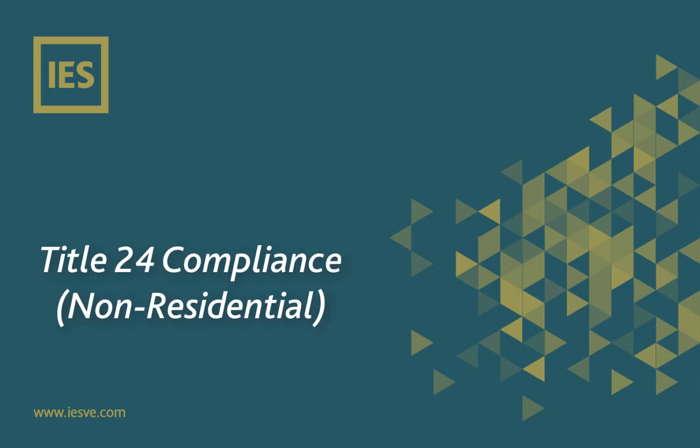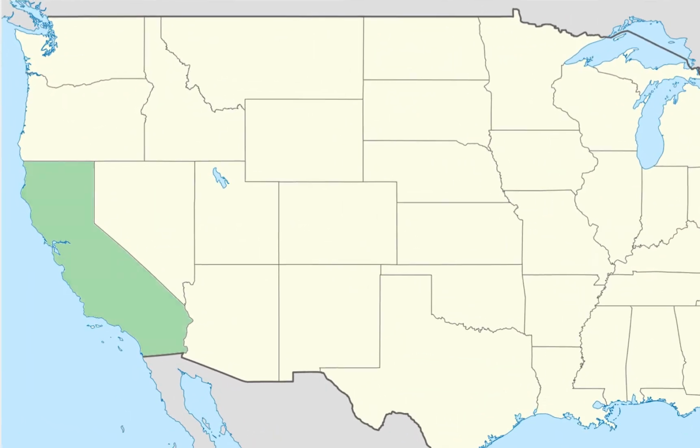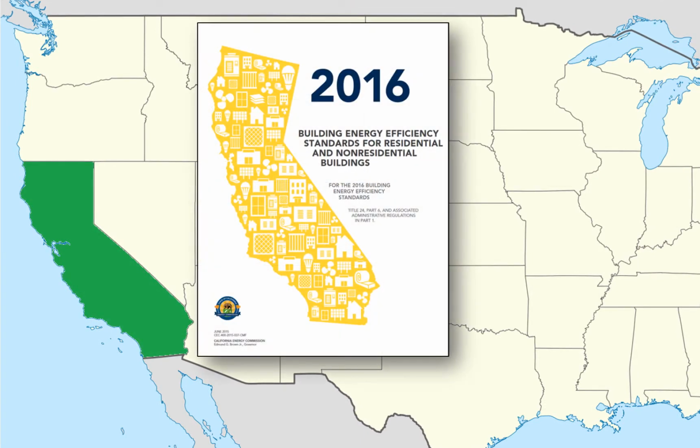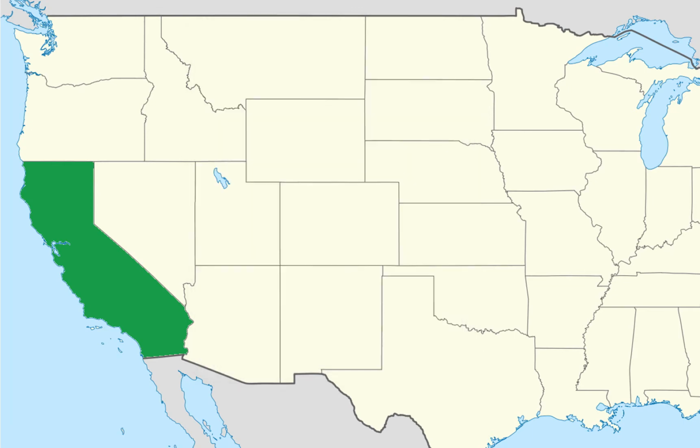In this video, we highlight the Title 24 compliance tool in IESVE 2017 software. In the state of California, the regulations that govern the construction of buildings is known as the Building Energy Efficiency Standards, or Title 24 Part 6. These Building Energy Efficiency Standards allow a choice between two approaches to meeting Title 24 compliance.